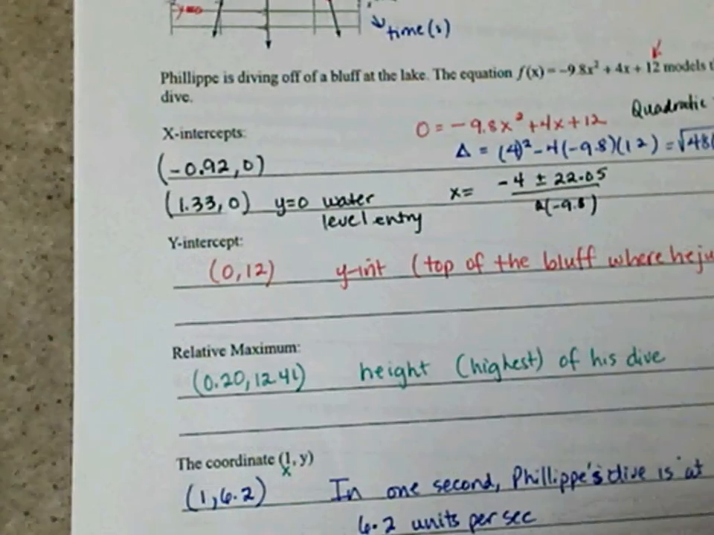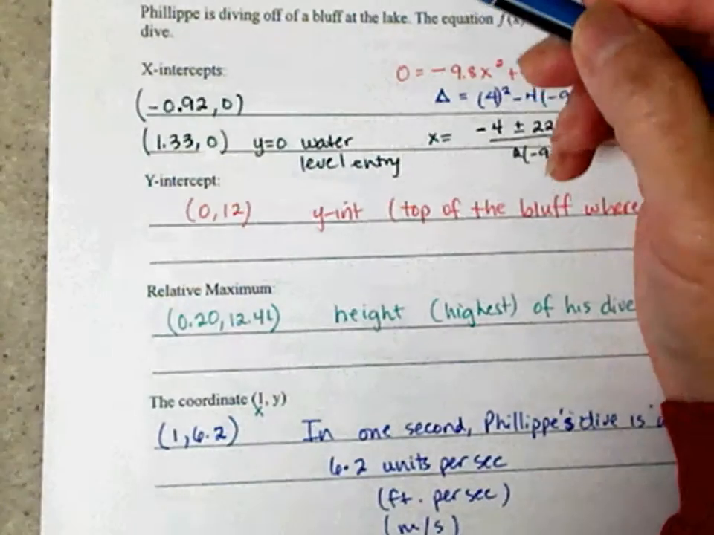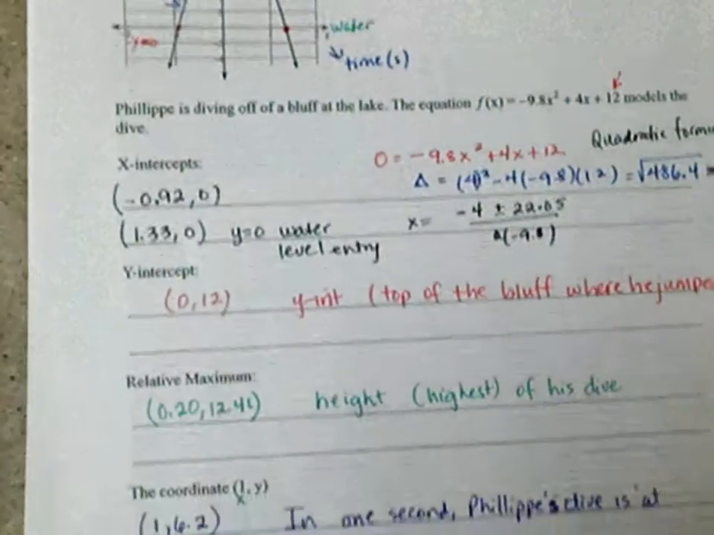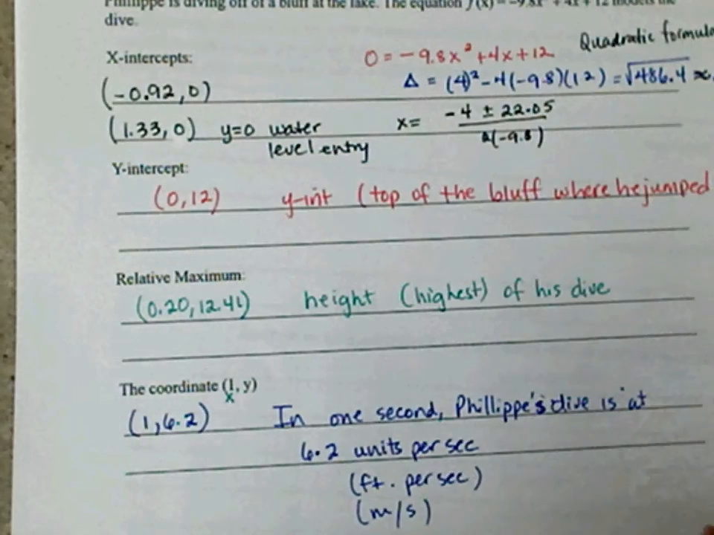So, all right, there you have it. When x is at 1, that means he's right here, okay? His jump is at 6.2, and that's what that means. So everything right here gives you the characteristics.